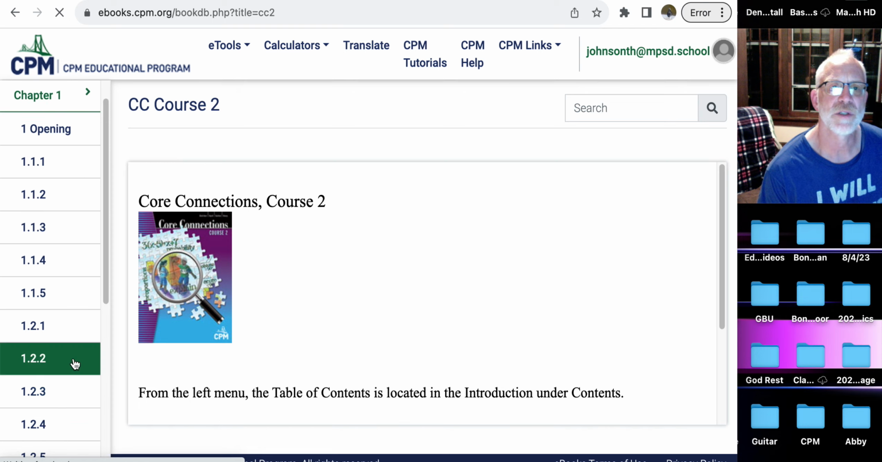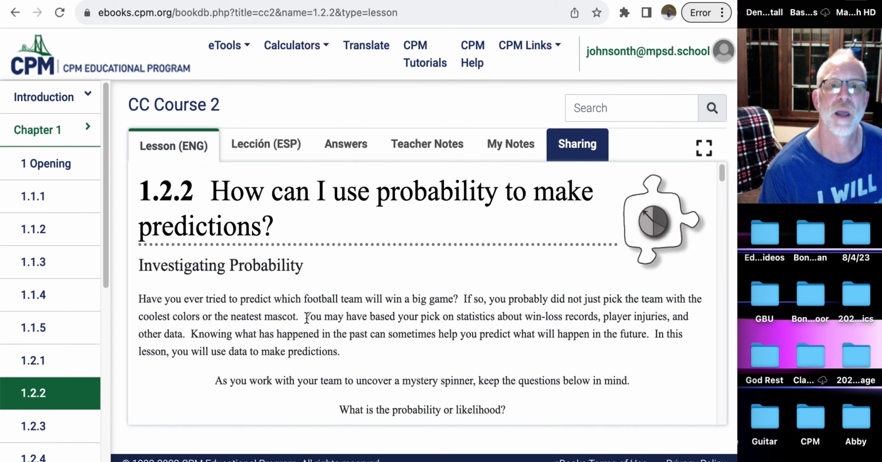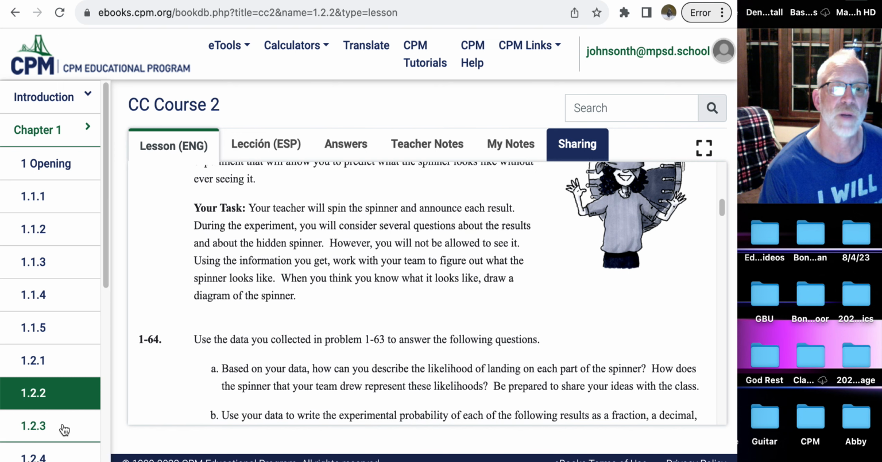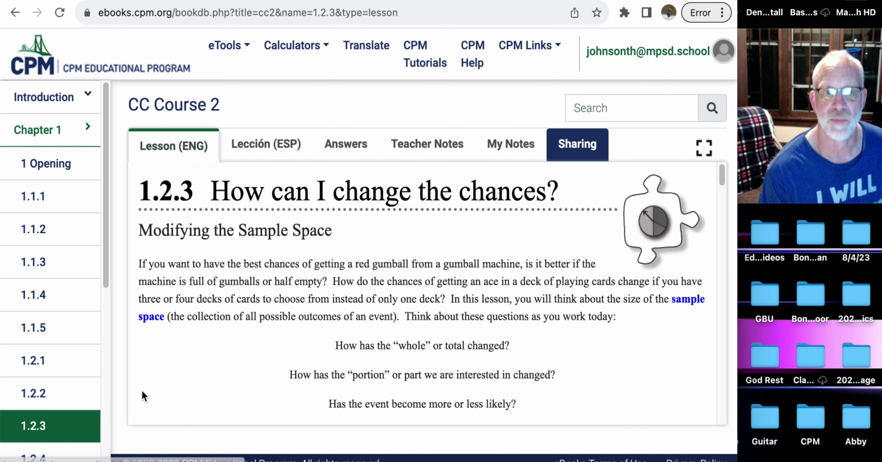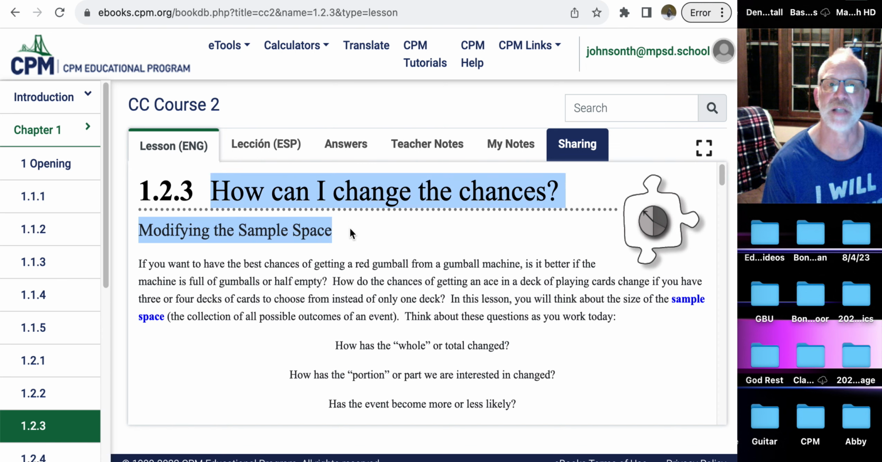And are we 1.2.2 today? No, we're in 1.2.3. And this is called How Can I Change the Chances? Modifying the sample space.